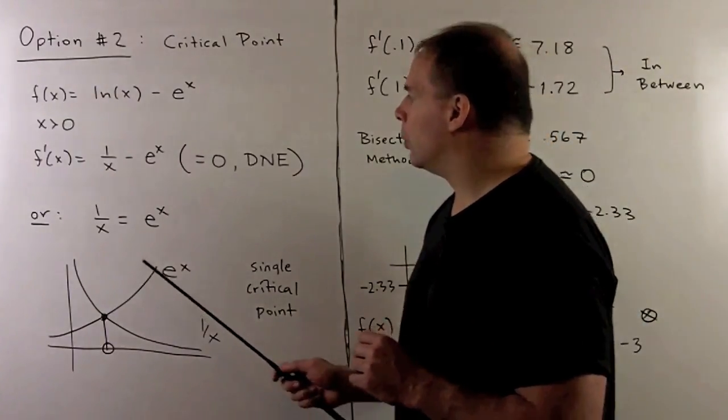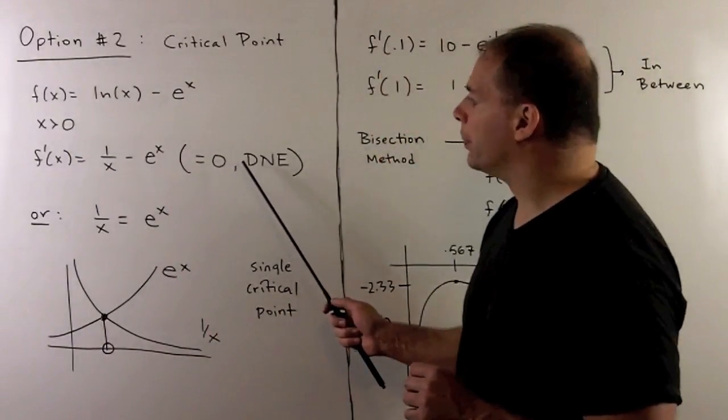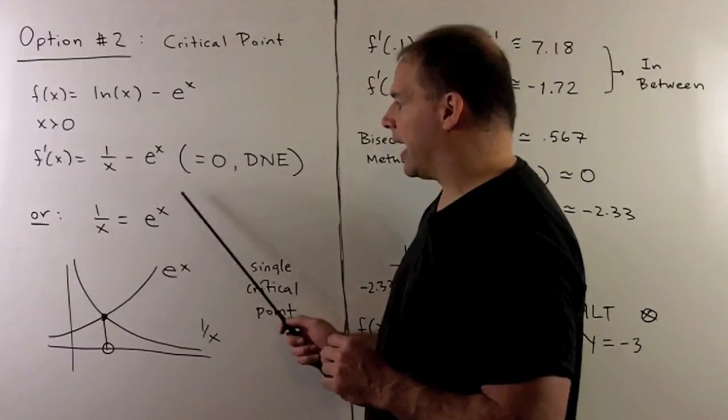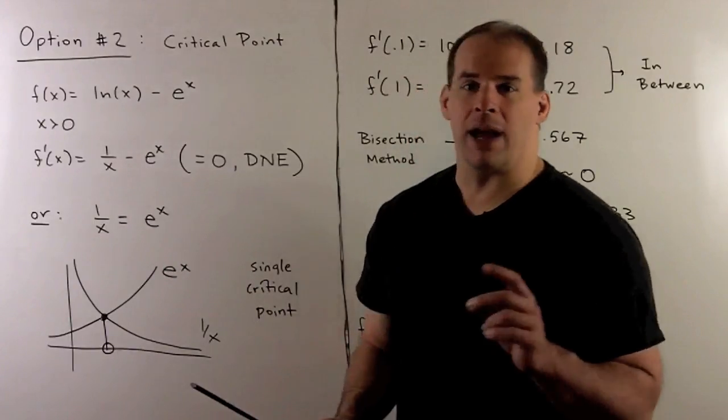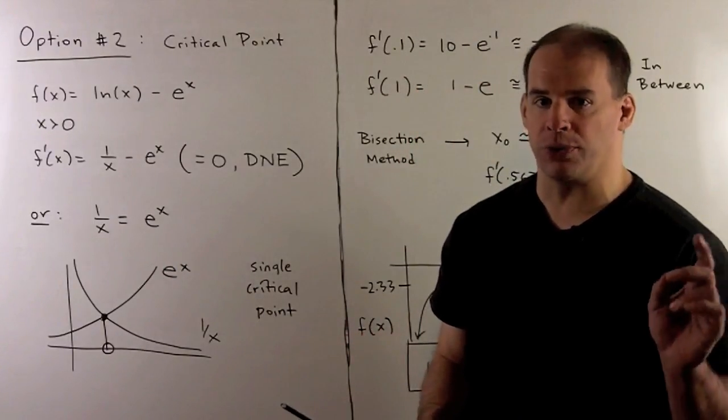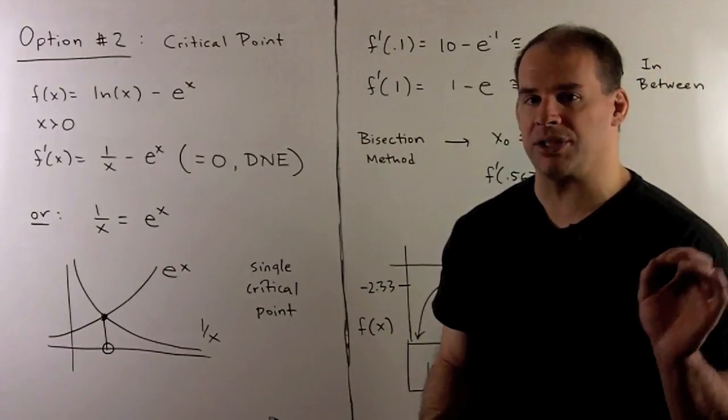That means we want to know where the derivative is equal to 0, or where 1 over x equals e to the x. Now this equation we can't solve in closed form, so we're going to need to approximate instead.